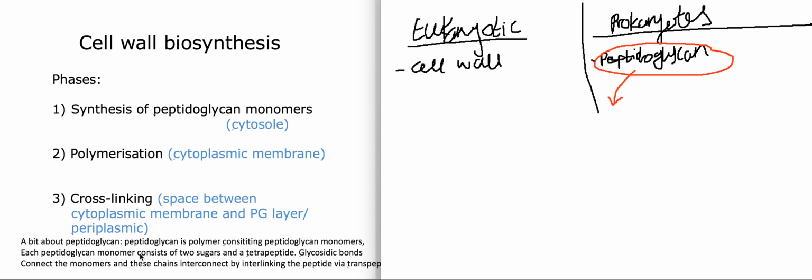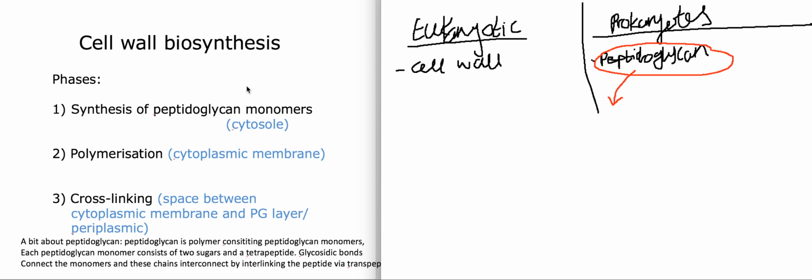So you can see here on the bottom I've written it out. Peptidoglycan is a polymer consisting of peptidoglycan monomers. Each peptidoglycan monomer consists of 2 sugars and a tetrapeptide. Glycosidic bonds are the ones that connect the monomers together, and the peptides interlink via the transpeptidase enzyme.